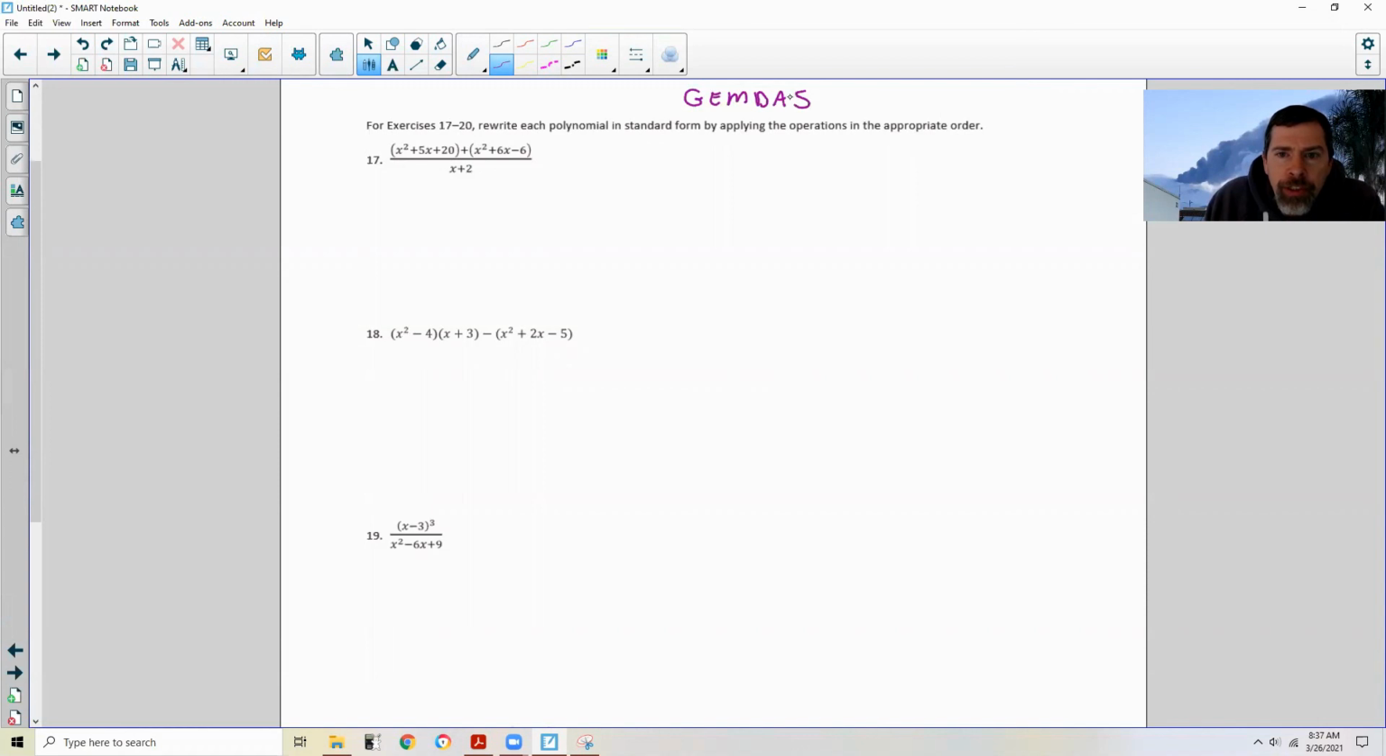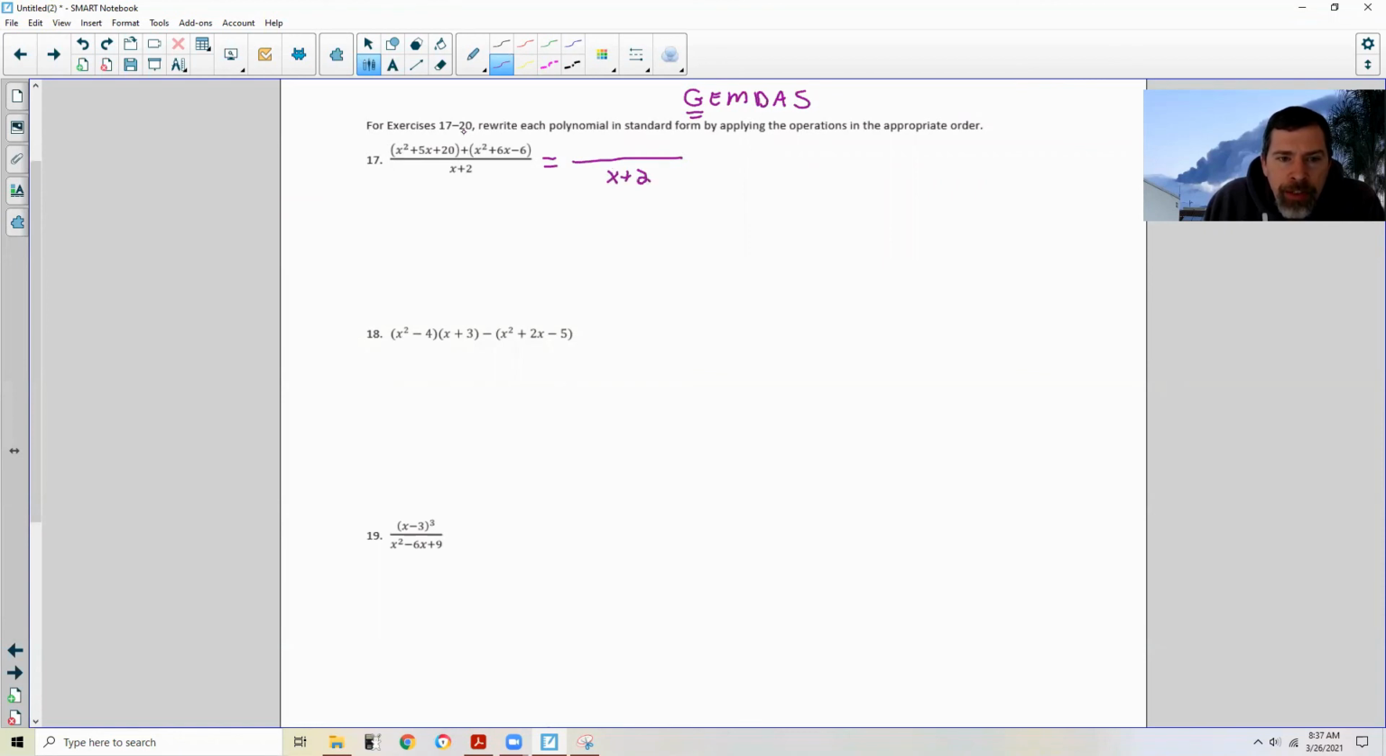Order of operations. Some say PEMDAS. I prefer the G for grouping. And whenever we see a fraction like this, the numerator is a group. The denominator is a group. So we focus on one group at a time. Nothing I can do with x plus 2, so I just leave that x plus 2.